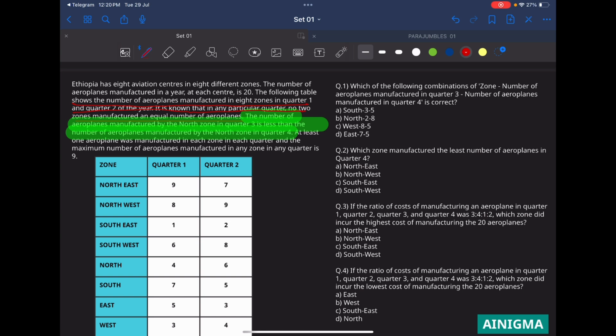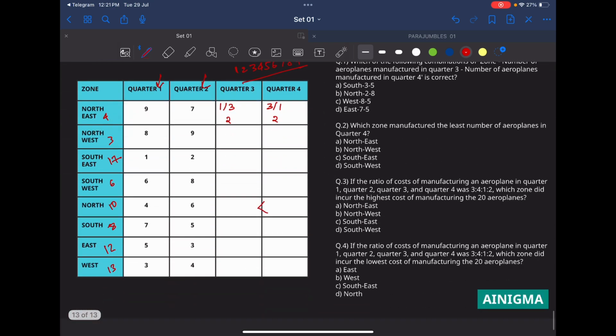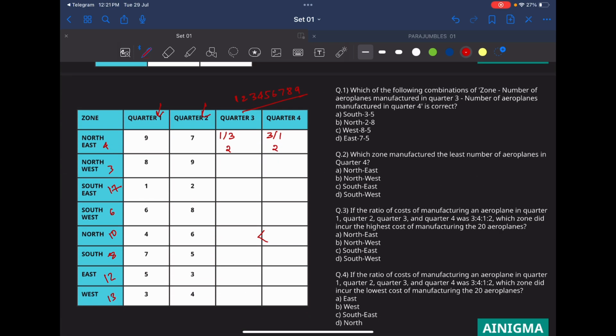No two zones manufacture an equal number of aeroplanes in a quarter. This is important to mention here. Then we have two possibilities: either it is 1, 3 or 3, 1, or 2 and 2. That makes 4. Now in order to make a 3, we have to use a 1 or a 2, or a 2 or a 1.